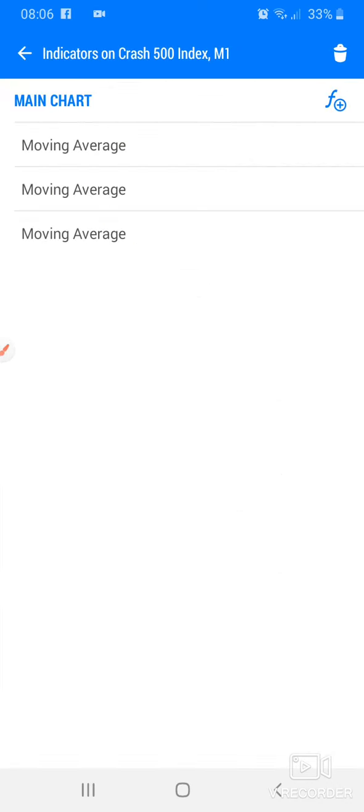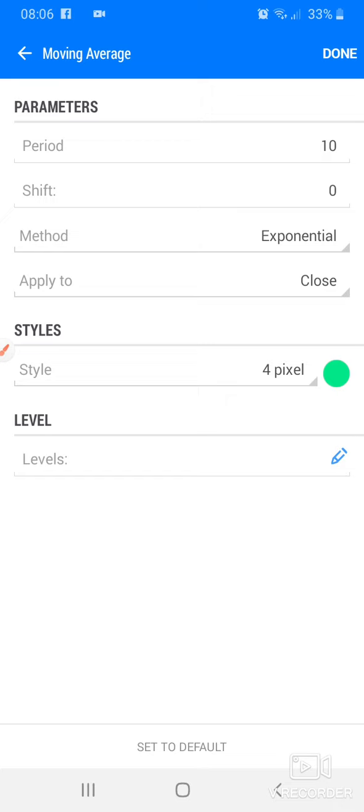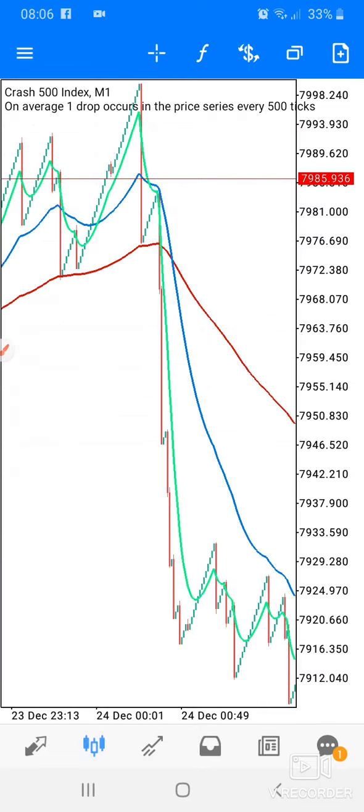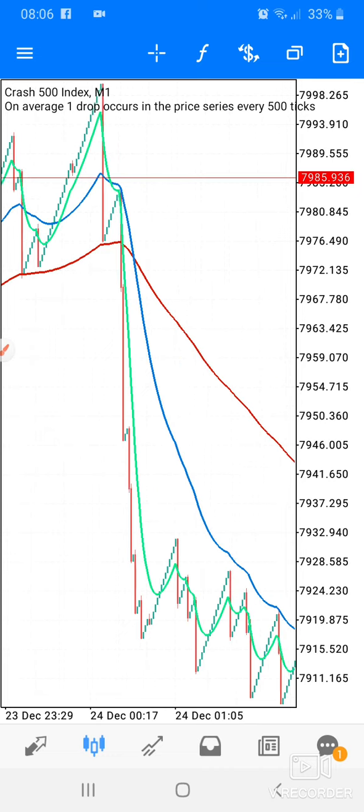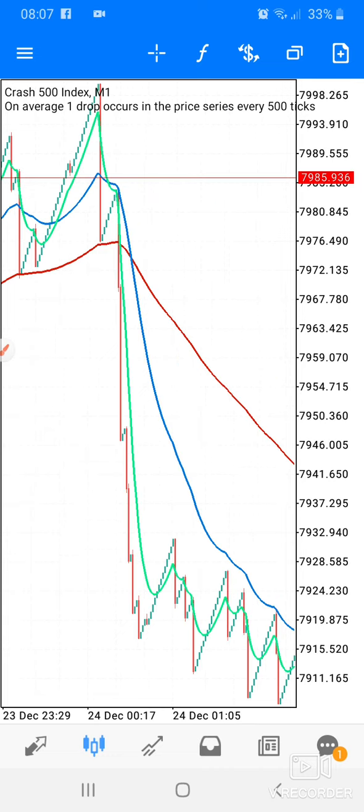Then we go to the third and last moving average. We have the 10 exponential moving average. Mine is in the green color or lime. Okay, so these are the three moving averages, the triple exponential moving averages.